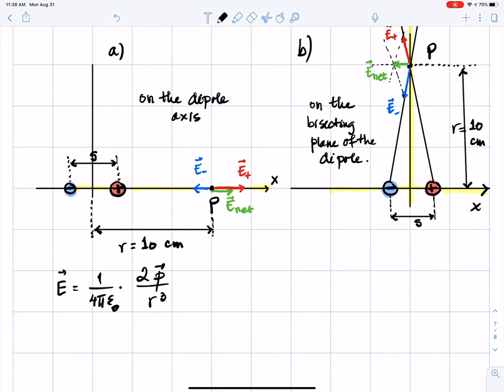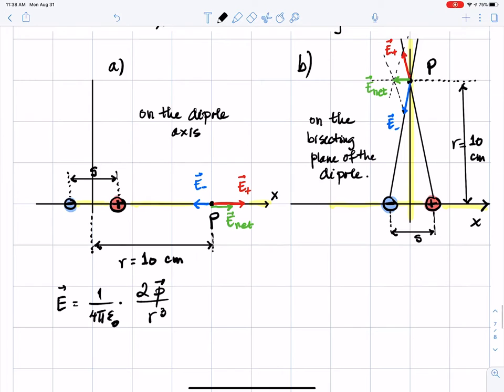As opposed to that, if you are calculating the electric field on the bisecting plane, we get something like this. The electric field for this situation was negative 1 over 4 pi epsilon naught times P over r cubed, where r is the distance from the dipole to the point of interest, in our case P.